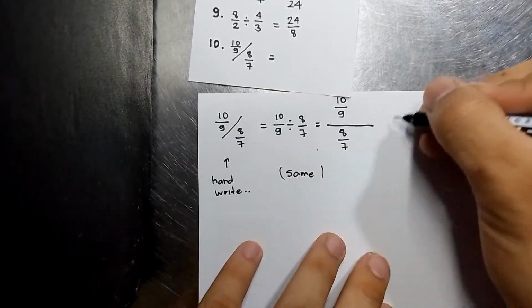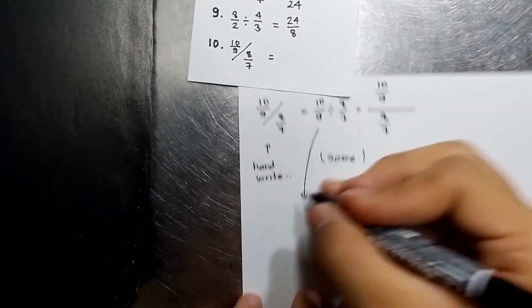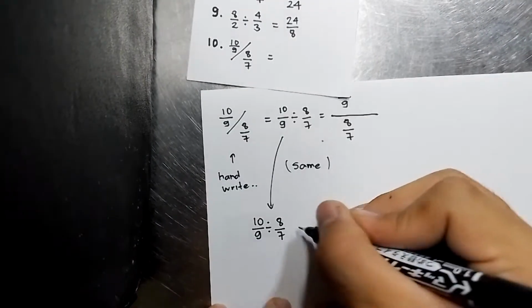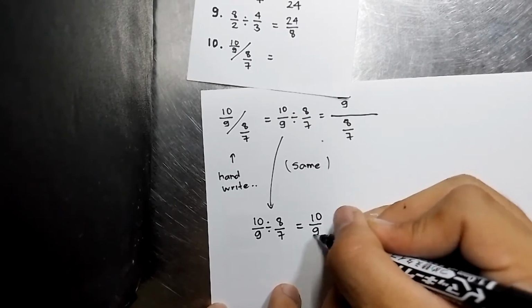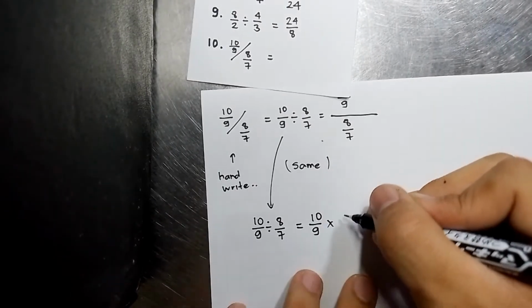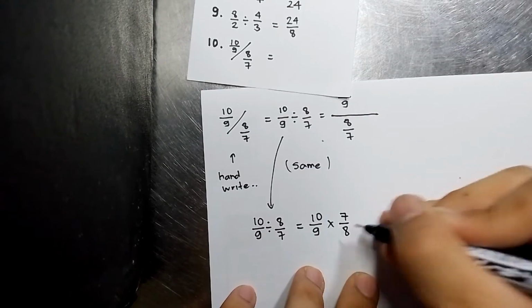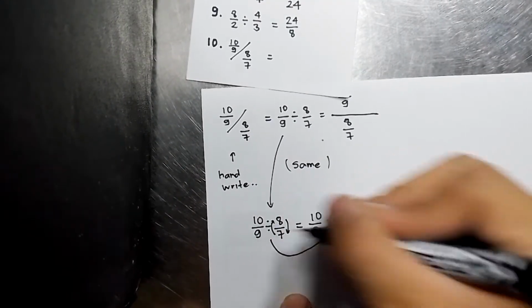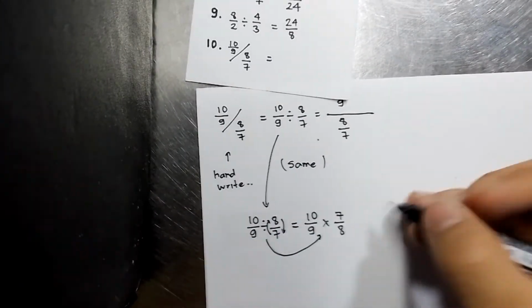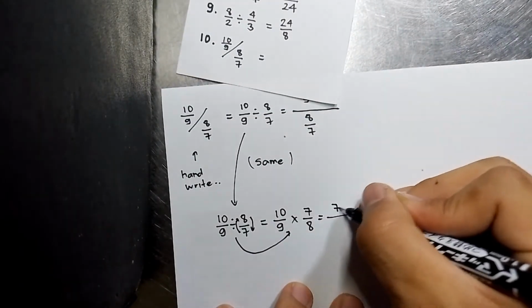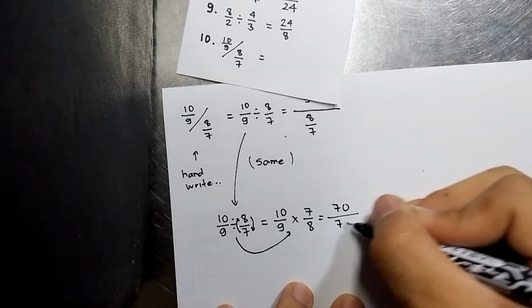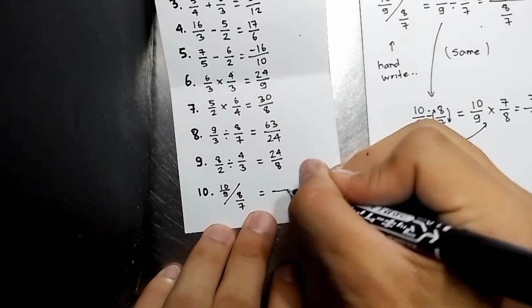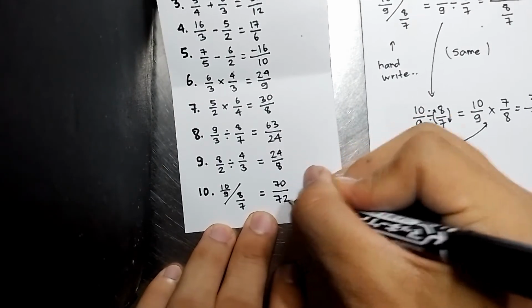Okay, so how do you do it? Let me just pick the simple way of writing it. Here, 10 over 9 might divide by 8 over 7. You got 10 over 9, convert the sign to multiplication, and reverse it, 7 over 8. You see here? Divide, change to multiply, and then reverse 8 over 7, change to 7 over 8. And then we got 70 over 72. So here's the answer, 70 over 72.